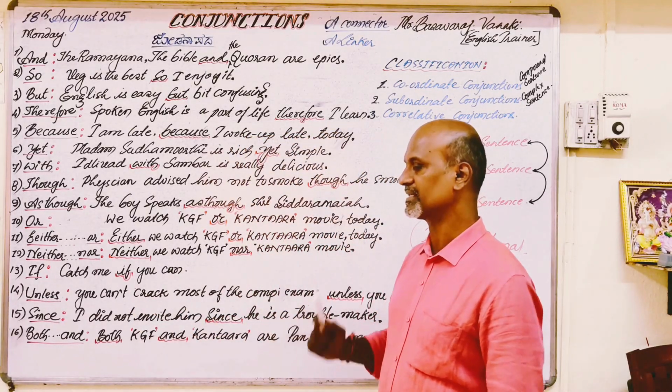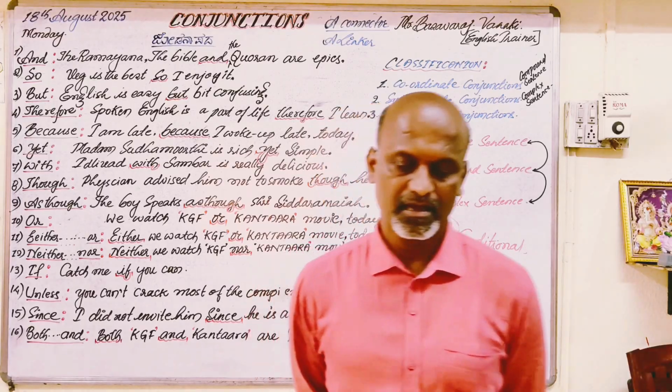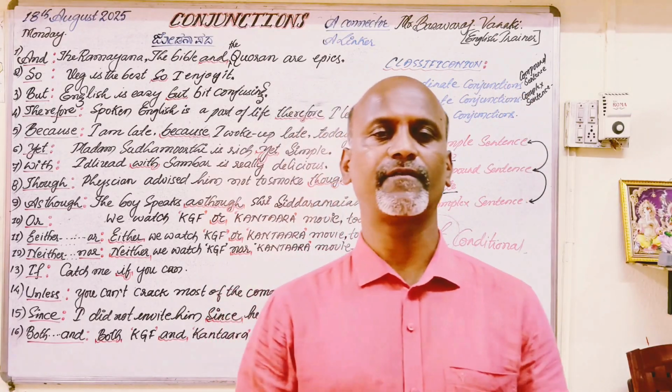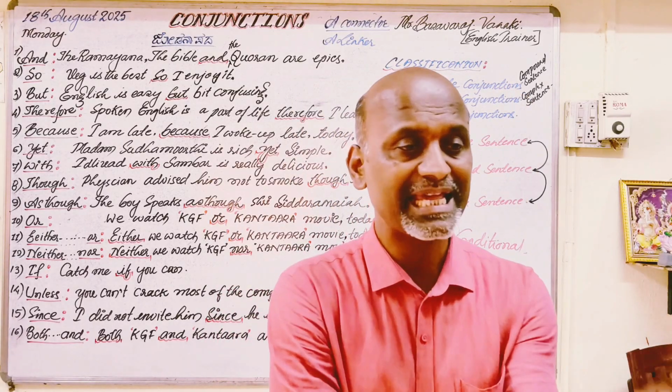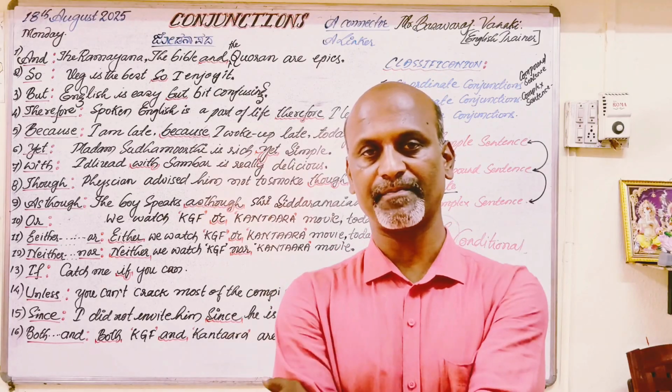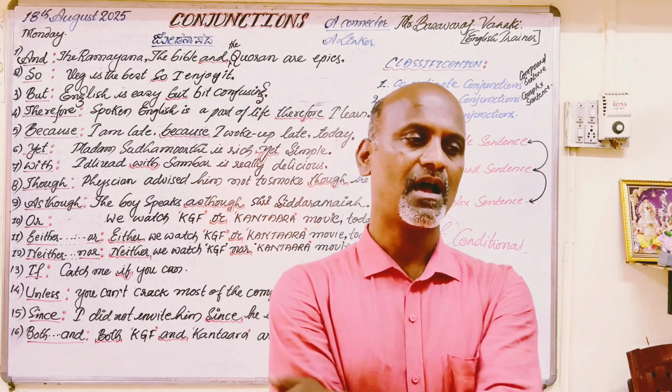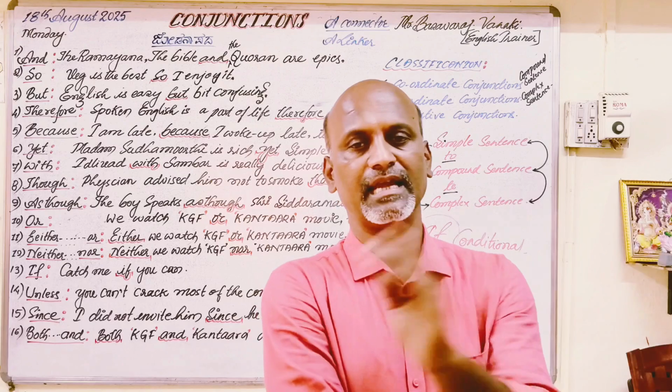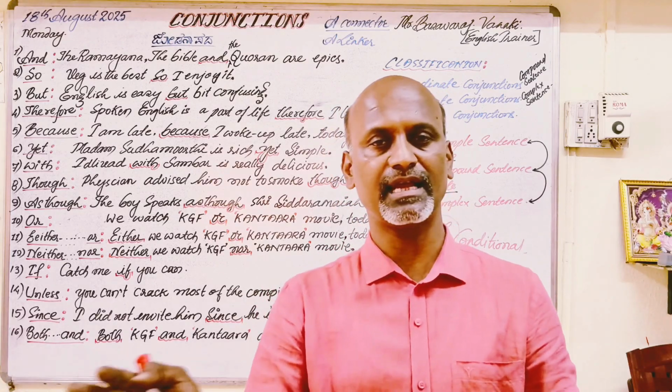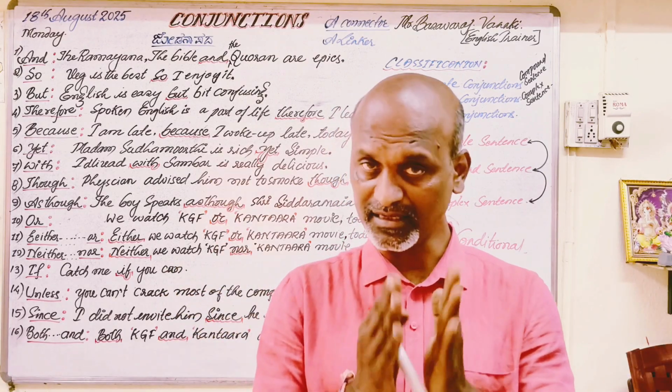Next one is unless. What do you mean by unless? Children, unless is one more beautiful conjunction. Without doing that, without doing this. If you ask me in Kannada, unless means without doing that, you can't do this, without doing this much you won't pass IAS. This is the sense we use.